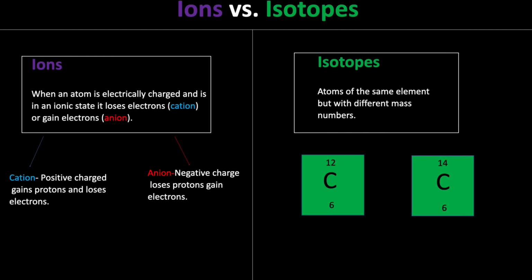Isotopes are atoms of the same element, but they have different mass numbers. For example, we see carbon. There are two different mass numbers. One thing I also want to point out is that if the mass numbers are switched, don't be confused by that. Just know that the atomic number will always be less than the atomic mass, because the atomic number contains protons and the atomic mass contains protons and neutrons.